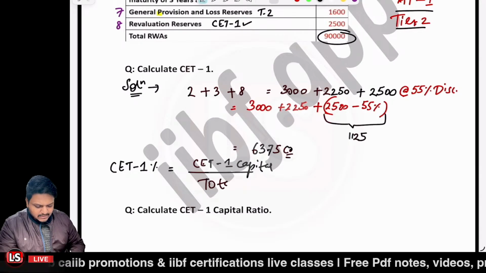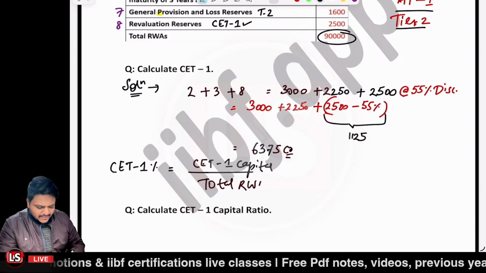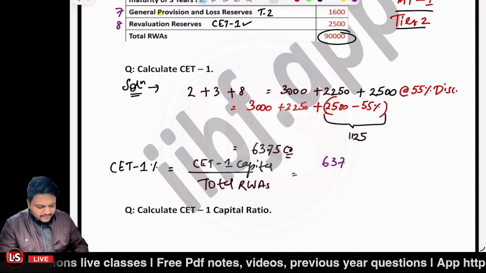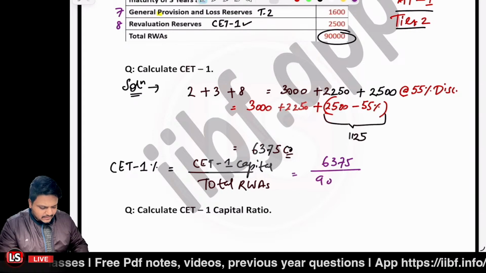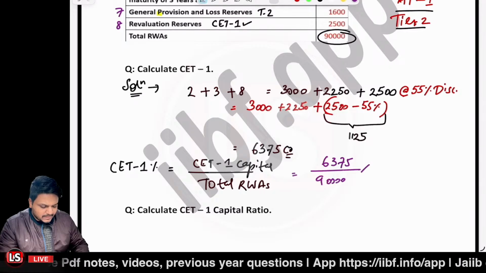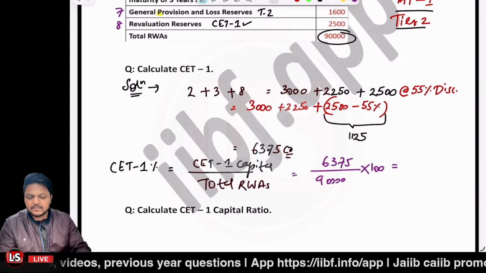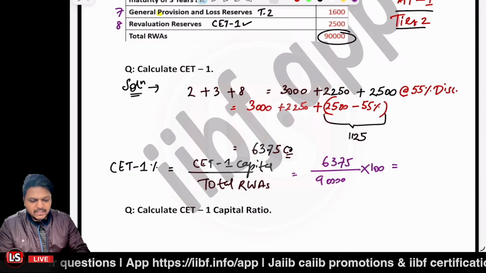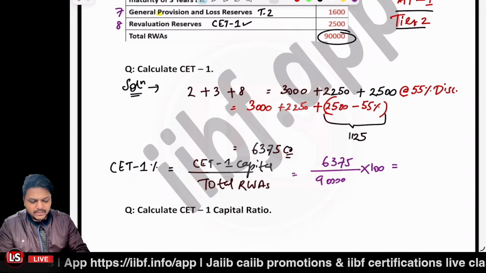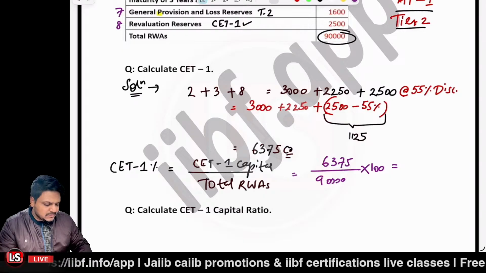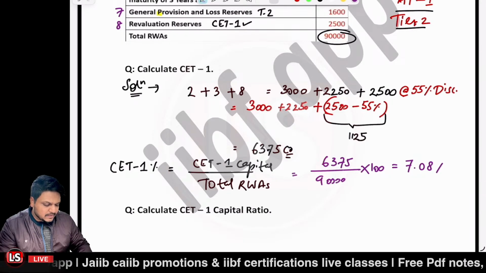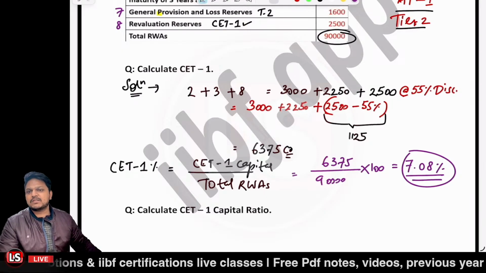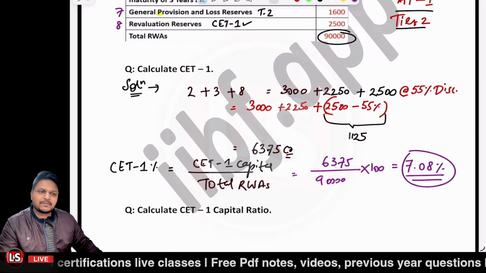So we'll be taking the sum total of the risk-weighted assets. That would be equal to 6375 divided by 90,000 multiplied by 100. That is 7.08%. So the CET1 percentage is 7.08%. Is it clear so far?